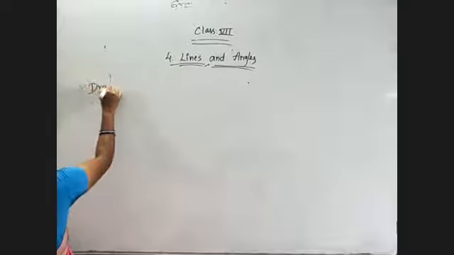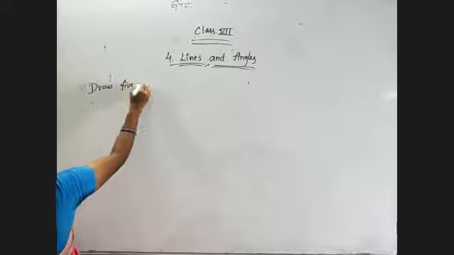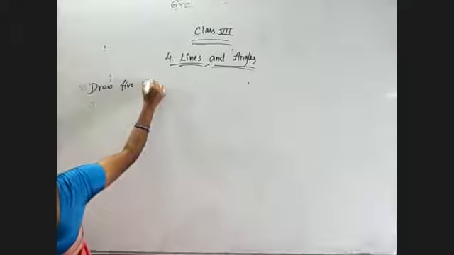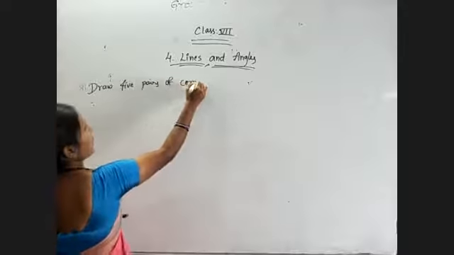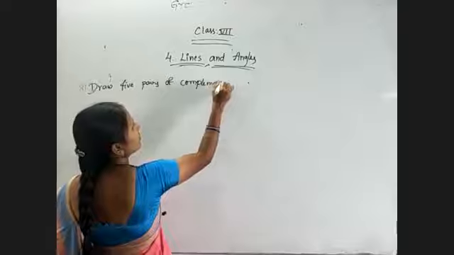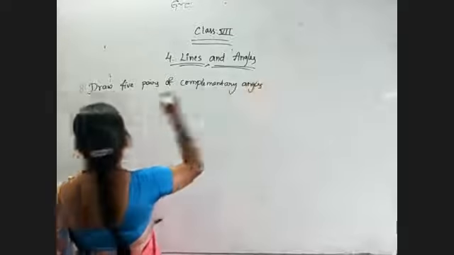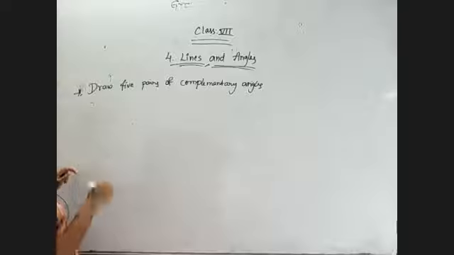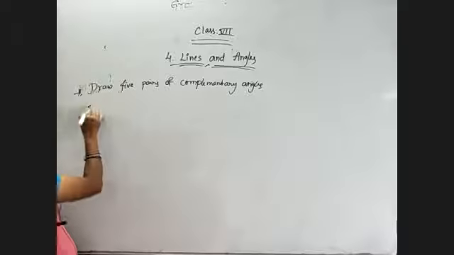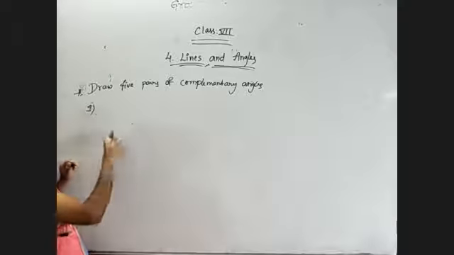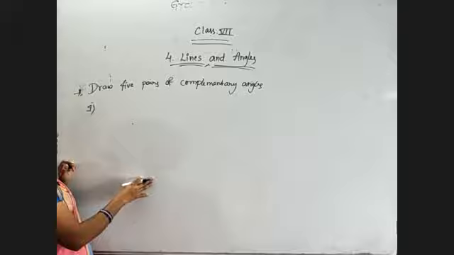Now coming to this first question: draw 5 pairs of complementary angles. This is my question. Now one example I am giving. Try to write the remaining. So 2 I will give, 3 you create.